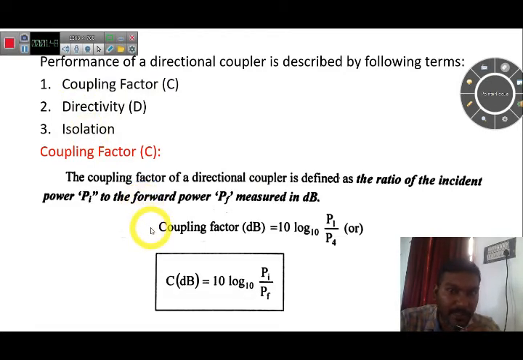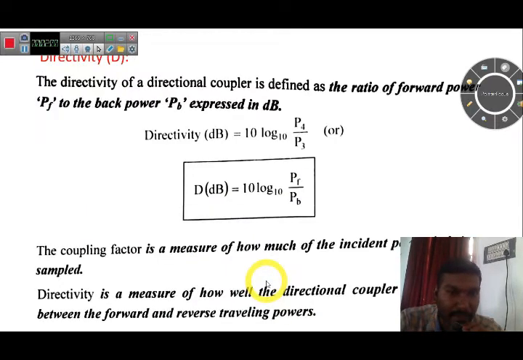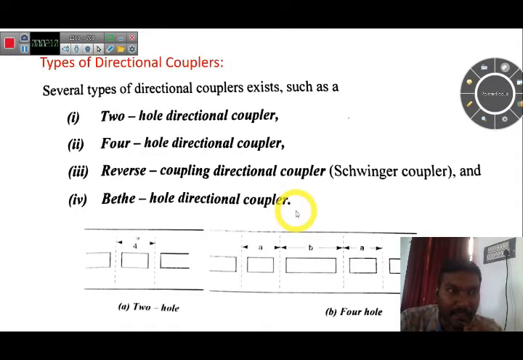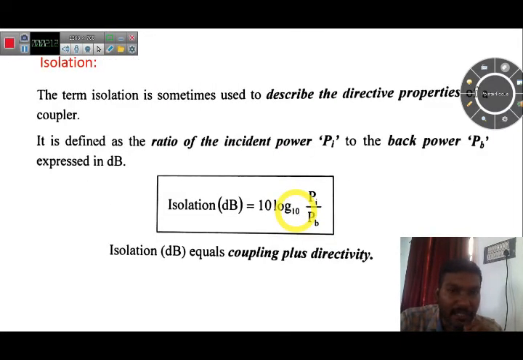The coupling factor of a directional coupler is defined as the ratio of incident power PI to the forward power PF, right? It is written as PI divided by PF. Directivity is given in terms of PF by PB, the ratio of PF divided by PB. And the isolation is PI divided by PB. All the values are in decibels.